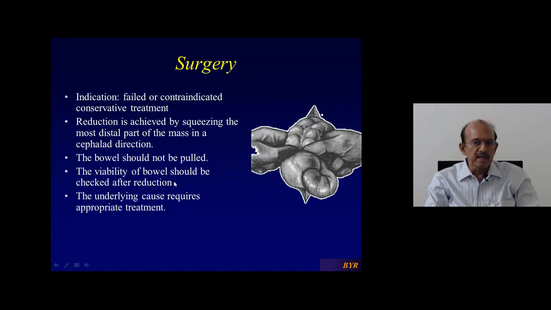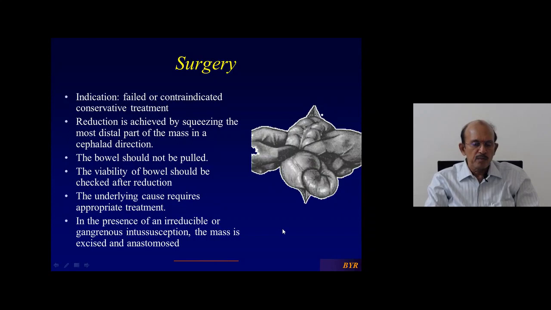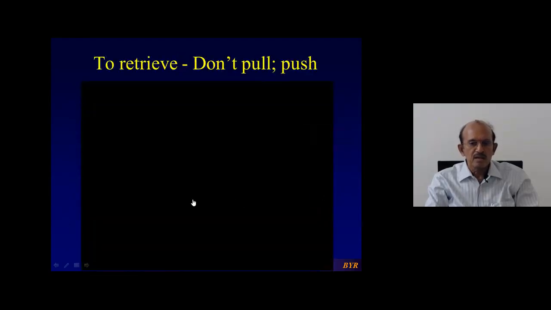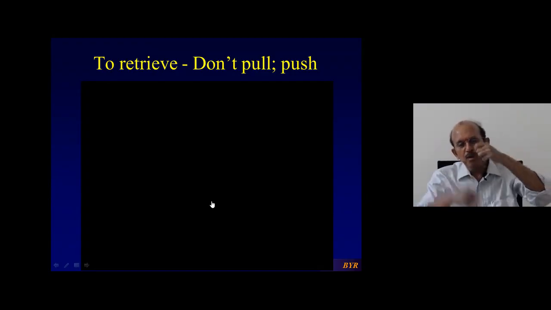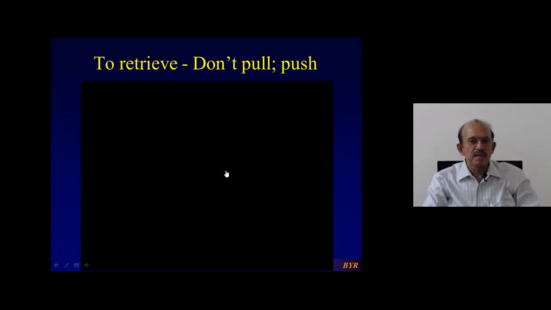Sometimes the inner tube will be gangrenous. Then you have to resect it. The underlying cause requires appropriate treatment. If there is a submucous lipoma or anything like that, that should be removed. In the presence of an irreducible or gangrenous intussusception, the mass is excised and anastomosis is done. Of course, this is a small video clipping to just tell you that you should always push from the apex side. You should not pull from the proximal segment.